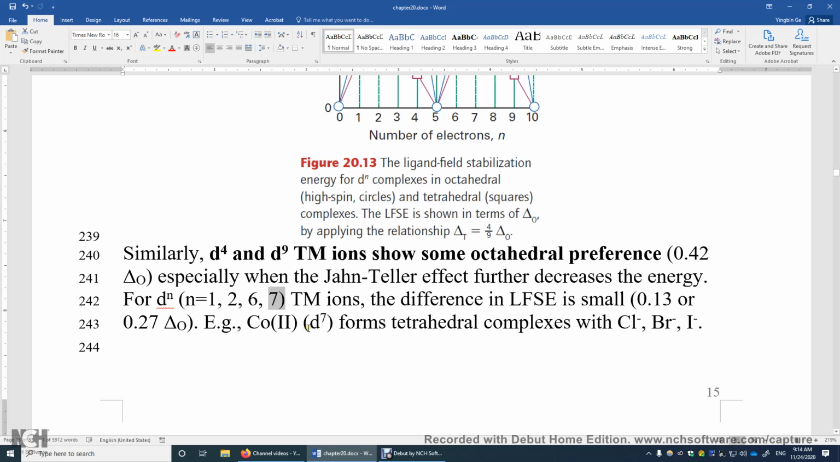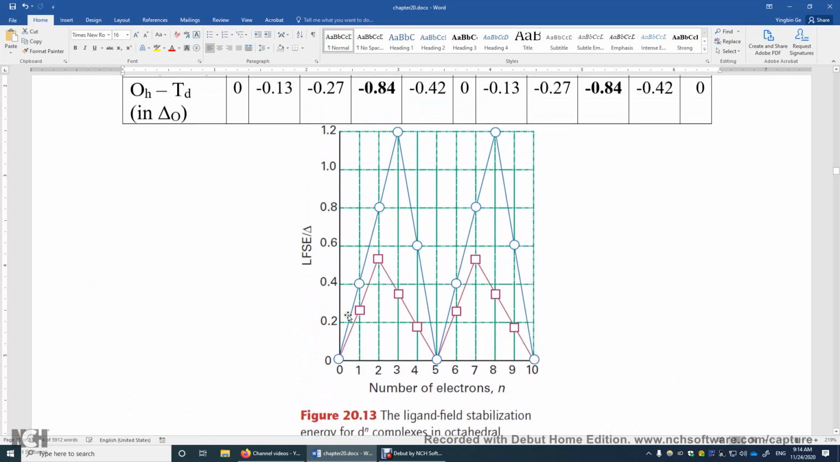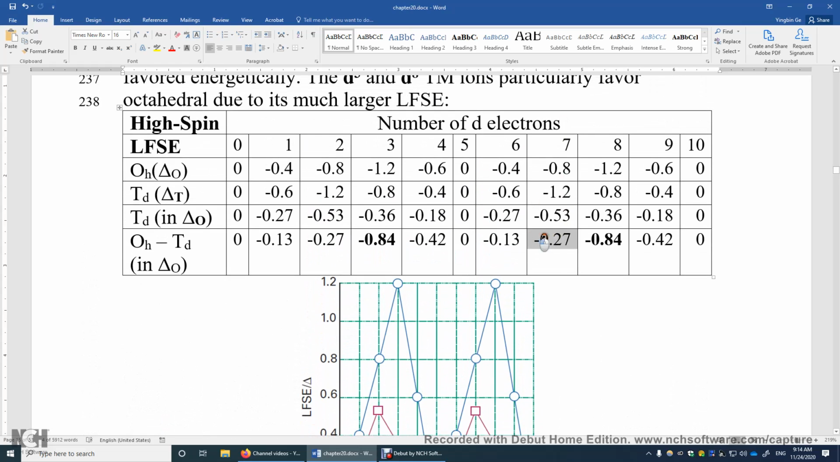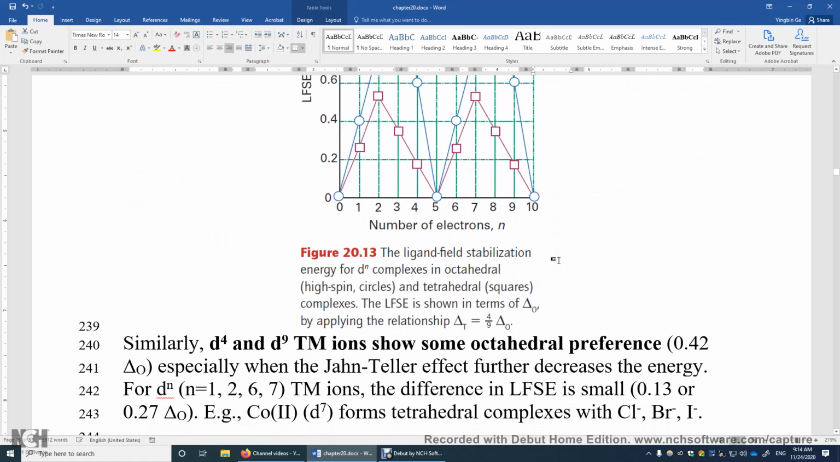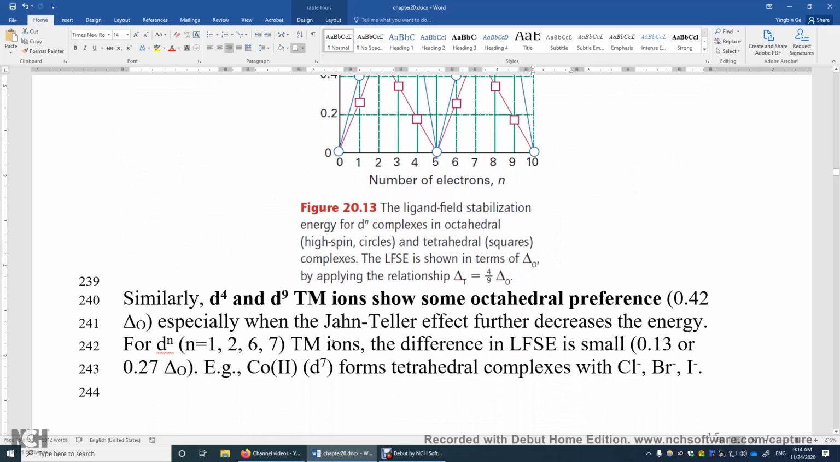Okay, so that's why. Now let's look at this case, cobalt 2 plus, which is D7. In this case, I think we're talking about a high spin electronic state, because if you look at the ligands, those are weak field ligands. So it's going to be the high spin case. And for high spin D7, the difference in LFSE is only 0.27. So in that case, the octahedral structure is not much favored in terms of LFSE.